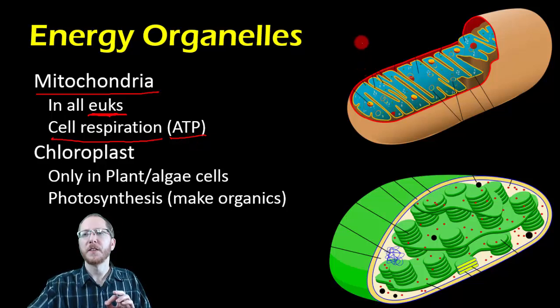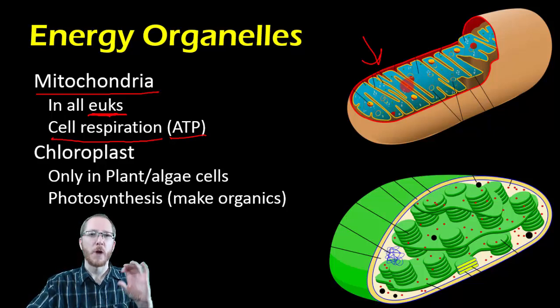We'll learn later too that this guy appears to have at one point been its own free-living prokaryote, so it's still got its own DNA, it's still got its own ribosomes, and the ribosomes look just like the ribosomes of a prokaryote. The ribosomes of a eukaryote are a little bit bigger, so you can tell the difference.